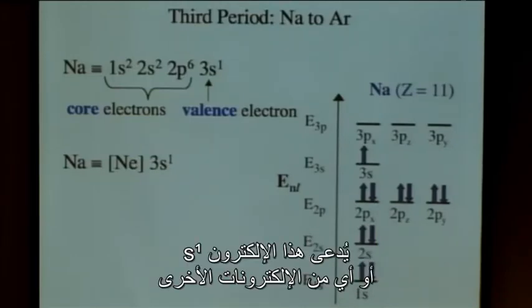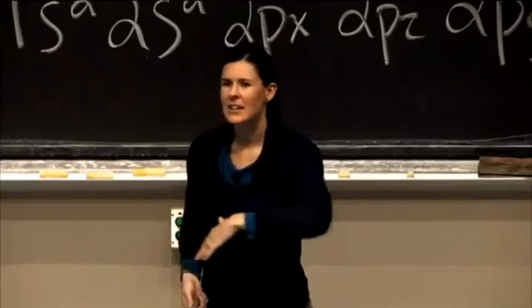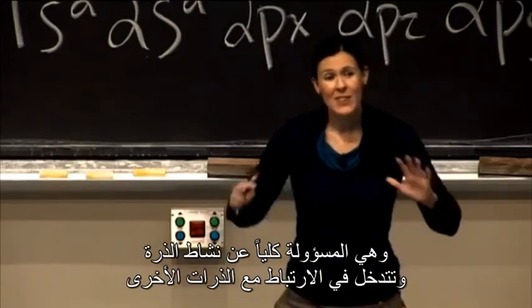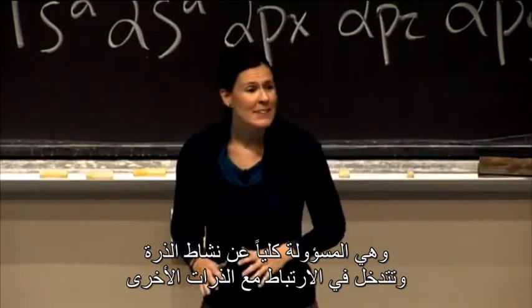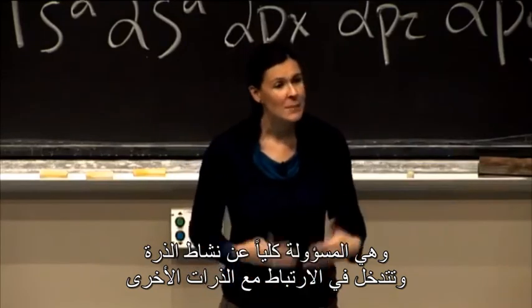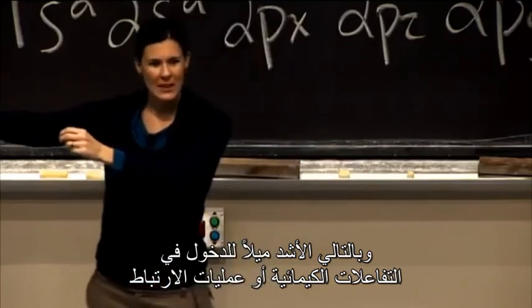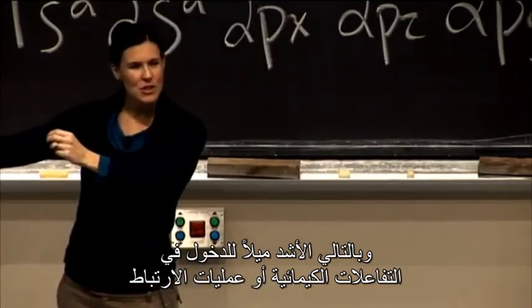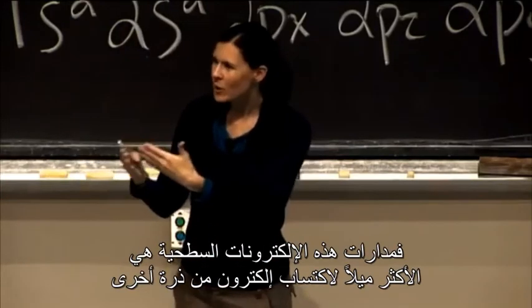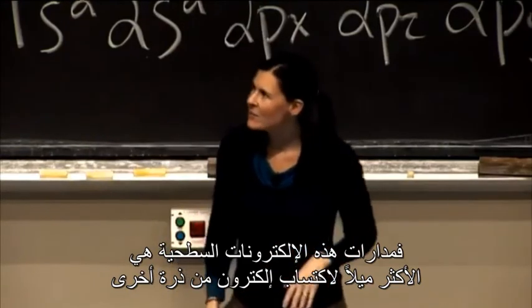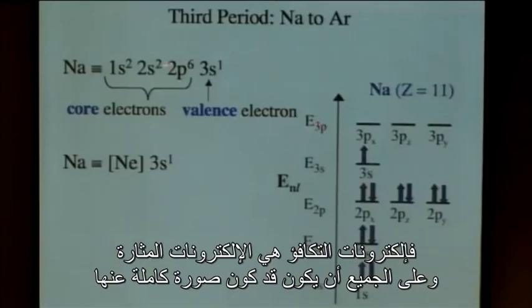The 3s1, or any of the other electrons in the outermost shell, are what we call our valence electrons, and those are where all the excitement happens. That's what we see involved in bonding. It makes sense, right, because they're the furthest away from the nucleus. They're the ones most willing to be involved in some chemistry or bonding, or the orbitals most likely to accept an electron from another atom, for example. So the valence electrons are the exciting ones. We want to make sure we have a full picture of what's going on there.